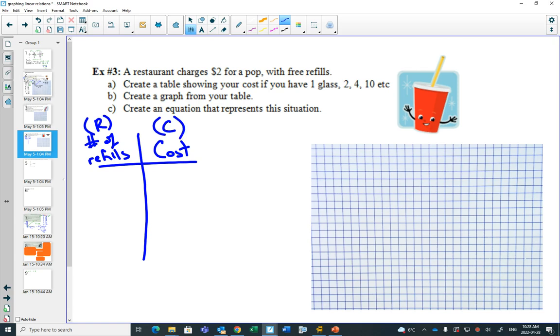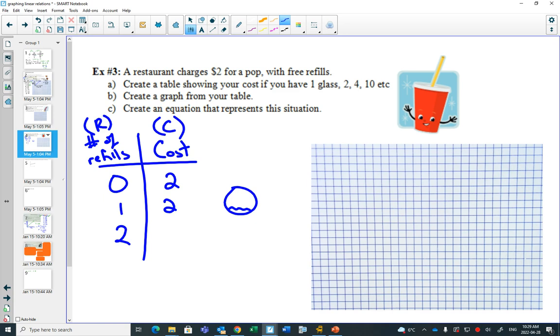Okay. You don't get any refills. How much does it cost you? $2. Well, you still buy the drink. You just haven't got any refills. All right? Get your first refill. All right? Okay, first refill, how much is it going to cost? $2, right? Diagram of the bladder here.